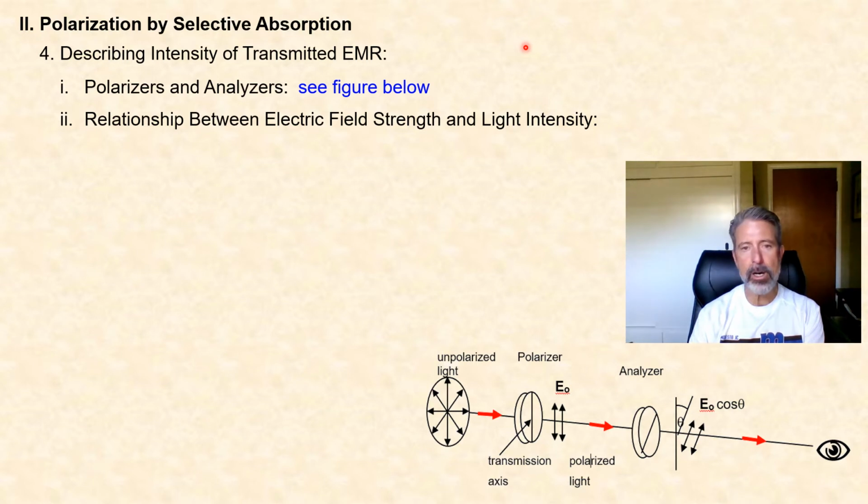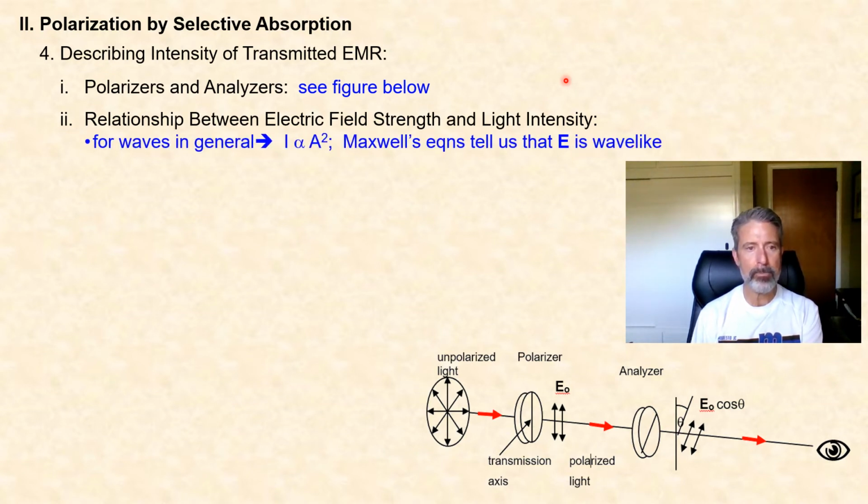So, the relationship between electric field strength and light intensity. Now, this is something we talk about in great detail in Physics 103, but what we're going to do here is just use what we know about wave theory and make a logical extension. So you know that for waves in general, the intensity of the wave is directly proportional to, or is a measure of, the square of the wave amplitude. Now, Maxwell's equations for electromagnetic radiation tell us that the electric field is wave-like. That's what an electromagnetic wave is, right? It's just this oscillating pattern of both electric and magnetic field vectors. So the electric field itself changes in time in a wave-like fashion.